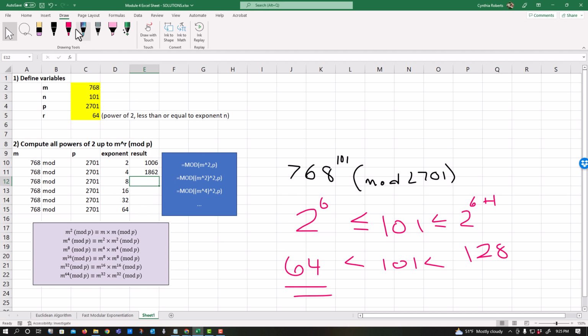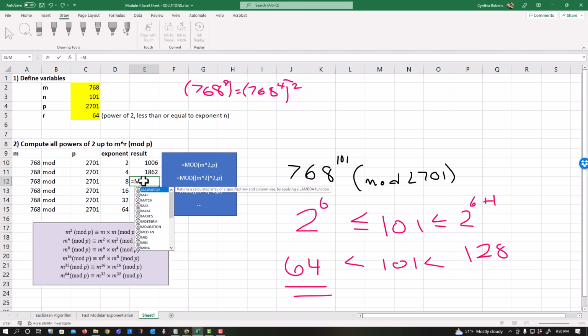Well, if you remember in math, I know I hate to bring back bad memories, right? If you remember in math, I can actually write a power with the outside. So let's say that I had 768, and as you see on my next one here, I want to do that to the 8th power. Well, if you remember, I could write that as 768 to the 4th power squared. Because remember, with exponents, if it's on the outside of a parentheses, I would actually multiply. So to do that, I could do my mod. My 768 to the 4th power, notice, was that one. And then I square it, and then comma my 2701 again, and close my parentheses.